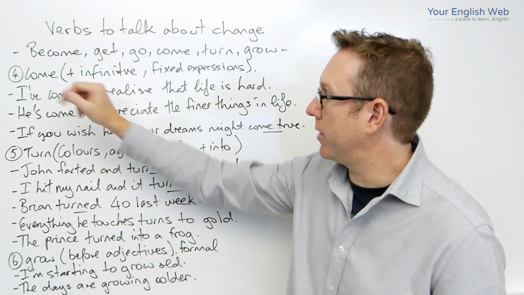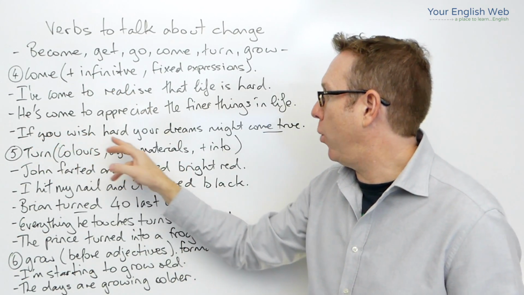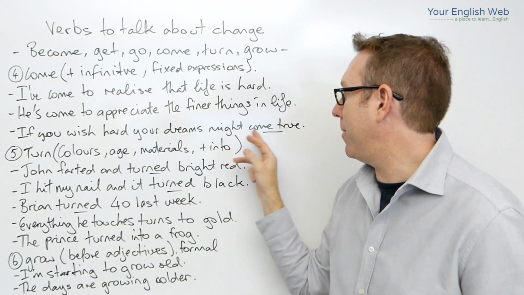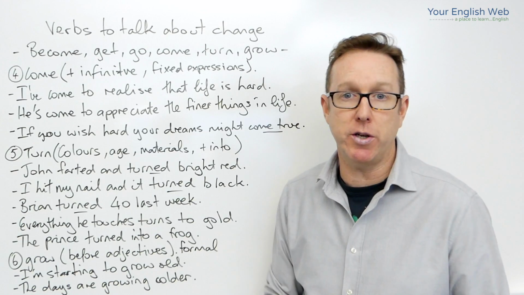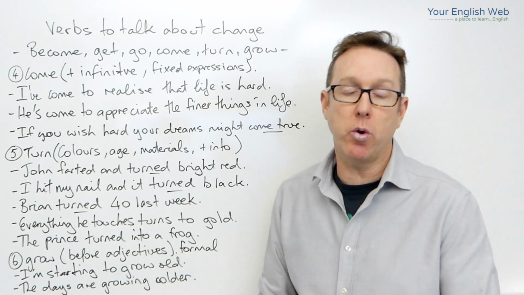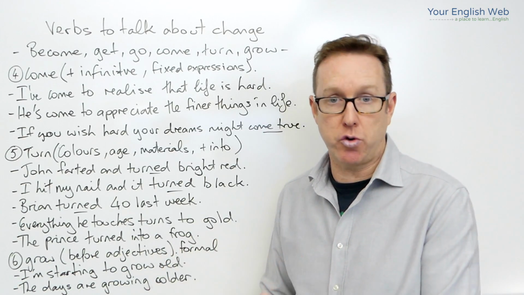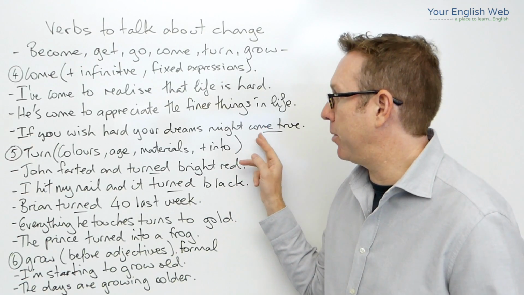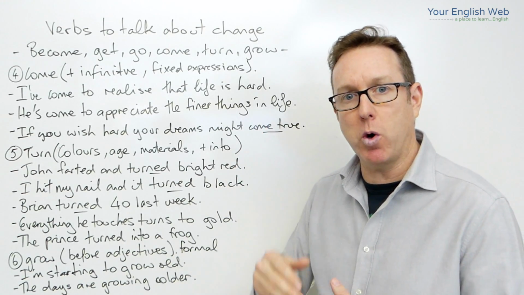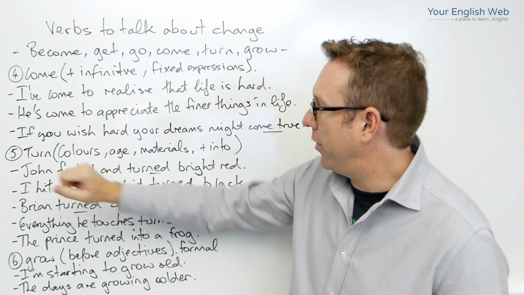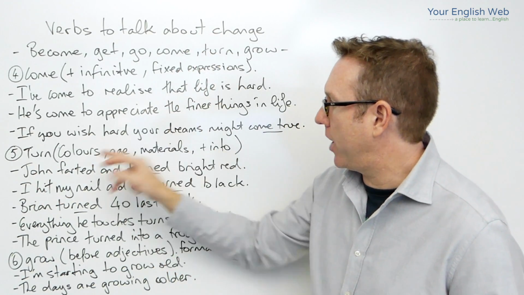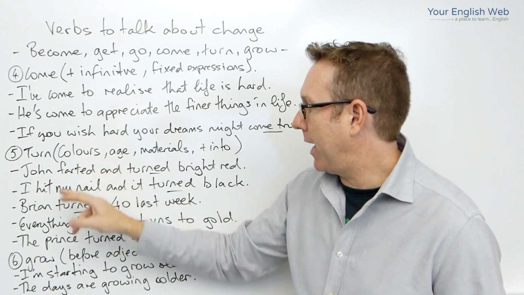So the change with come. And if you wish hard, your dreams might come true. To come true, it's a set expression. Dreams come true. Wishes come true, okay? So that's an example of using come here. The dream will come true. Now, to talk about change with turn, so with colours.